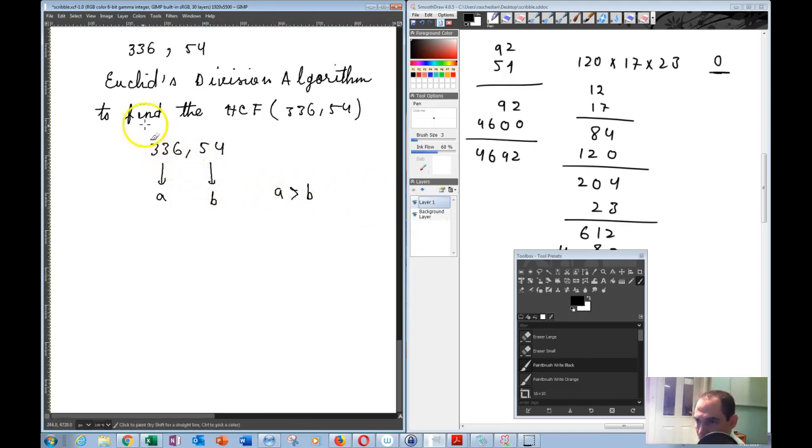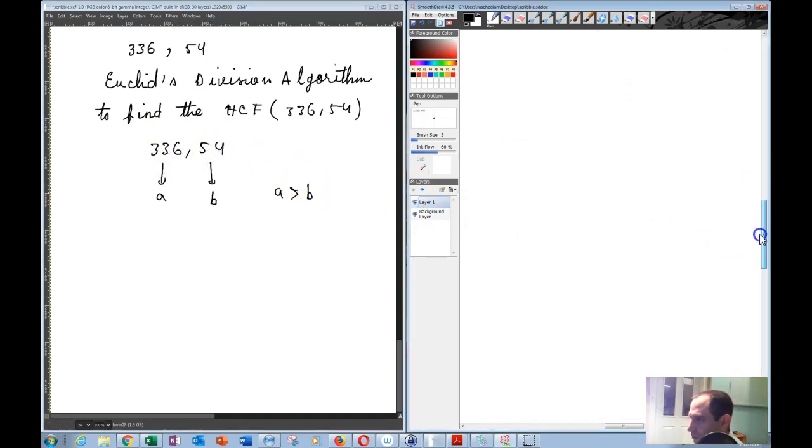So then you have to divide 336 by 54 and find a way to express 336 in terms of 54. So if you divide 336 by 54, 5 times would be 270, 6 times would be 324. So 6 times would be 324, and then you have a remainder of 12.